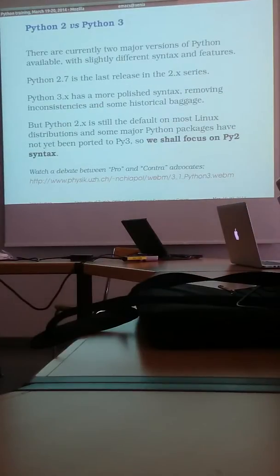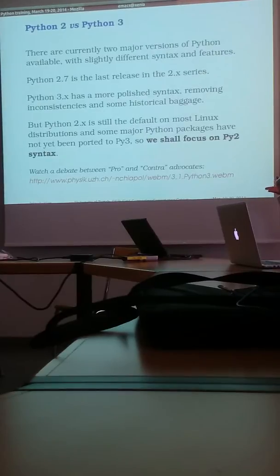A word of warning, there are currently two major versions of Python in production. Python version 2, latest release is 2.7 something, and that's the last release in the version 2 series. So there will never be Python 2.8, because all development happens in the series 3, currently at 3.4, released a couple of days ago. Python 3 is better in that they took the occasion of polishing the syntax, so removing some backwards compatibility stuff that did not fit the evolution of the language anymore.